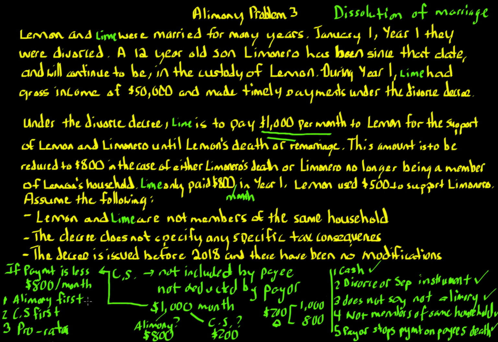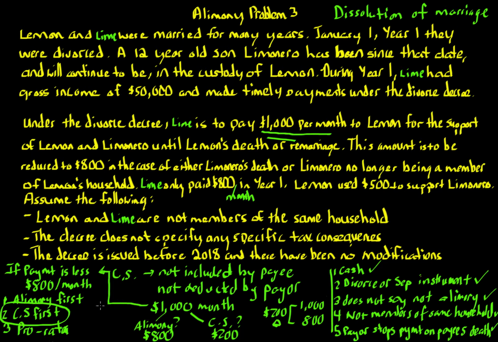They want to make sure that there are no deadbeat fathers or deadbeat mothers or deadbeat spouses out there not paying what they need to pay. Here, Lime is supposed to pay $1,000 per month, but Lime is only paying $800. Should Lime get the benefit of getting alimony first or some pro rata portion? No. So the tax law follows the family law and says that child support comes out first. That means that of this $800 payment, $200 is child support, and the remainder will be viewed as alimony.